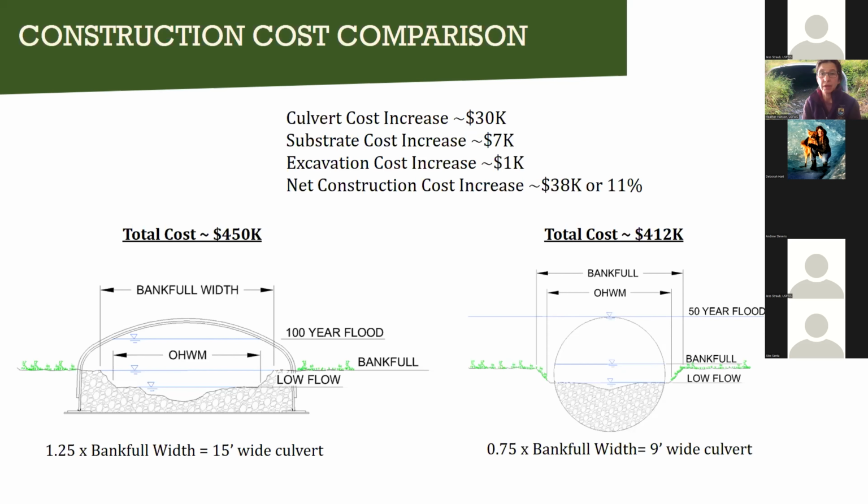Notice that the culvert on the left is designed for a 100-year flood, where the one on the right is a 50-year flood. The one on the left is 1.25 times bankful width, and the one on the right is 0.75 times bankful width, which is equivalent to about 0.9 of the ordinary high. So that $38,000 in cost increase, 11% on this project, if you're only replacing the culvert, that still seems worth it.